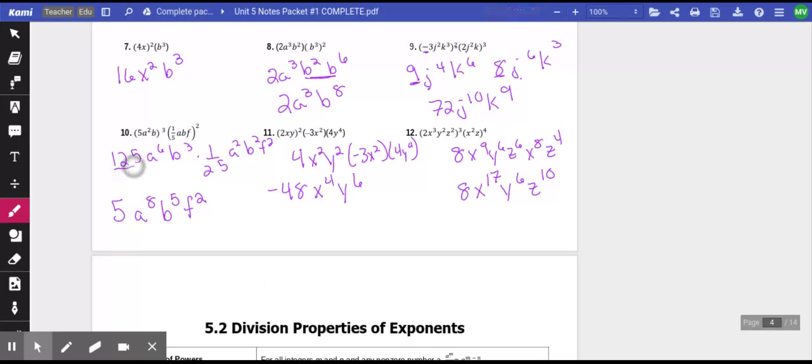When I multiply 125 times 1/25, I get 5. a to the 6th times a², I keep the base and add the exponents. b³ times b² is b to the 5th. f² comes along to the right. Number 11 is -48 x to the 4th, y to the 6th. And 12 is 8x to the 17th, y to the 6th, z to the 10th. If you have any questions, please bring them to class.